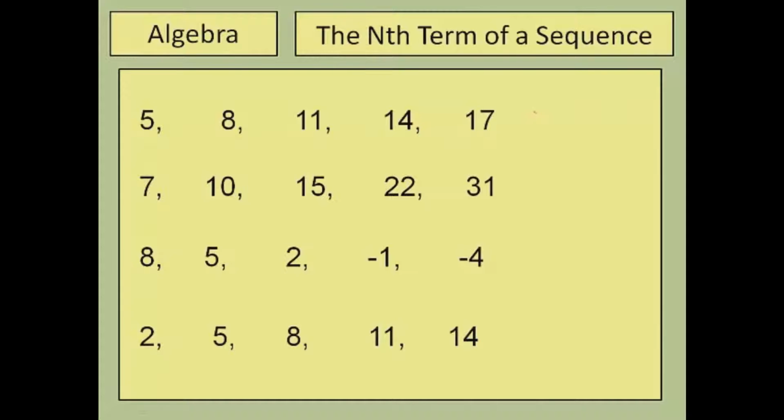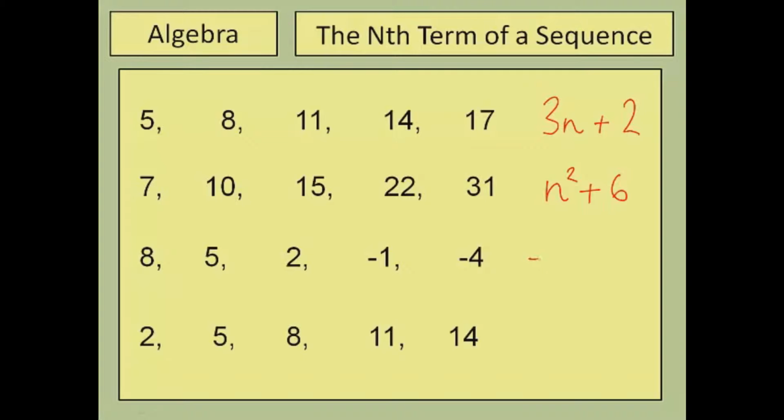Okay, here are the answers. The first sequence is going up in 3s, so it must be a 3n sequence, and it is 3n plus 2. The next one isn't going up by the same amount each time. In fact, it goes up 3, 5, 7, 9, so it must be an n squared sequence. And to get from the square numbers to our sequence, you need to add 6. So it's n squared plus 6.